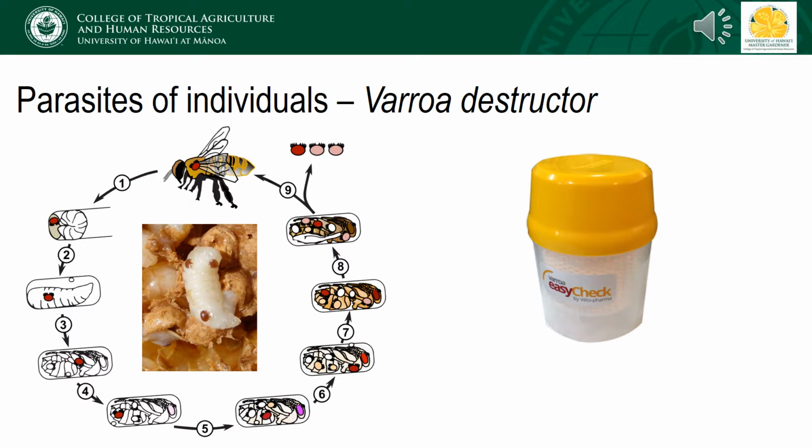To reproduce, the female mite leaves her adult host and enters a brood cell before the bees seal it. While they may enter worker or drone cells, they are more attracted to drone cells. The female lays her eggs on the developing honeybee pupa, which hatch and continue feeding on the pupa. They leave the cell when the adult bee emerges and move to infect other developing brood.